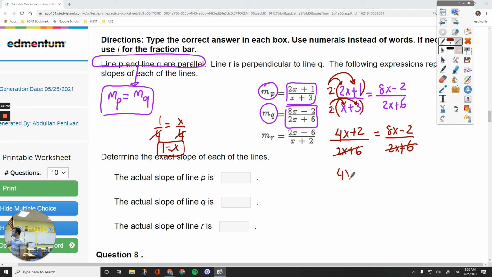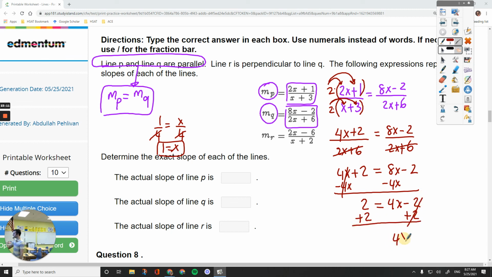So 4x plus 2 equals 8x minus 2. I want to get the x's together, so I get rid of the 4x by doing its opposite, which is subtraction, since it was positive. Drop the 2, it is positive. 8 minus 4 is 4x minus 2. Since I have my variable on the right side, I want to get rid of the negative 2 by doing its inverse, positive 2 to each side. Right becomes 4x, left is 4. Divide everything by 4 to get the x by itself. So x equals 1.